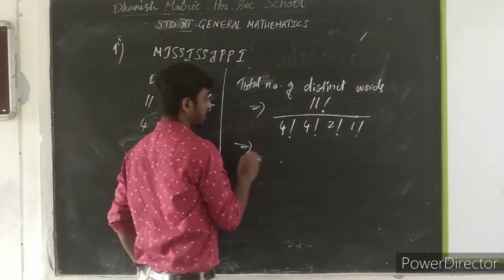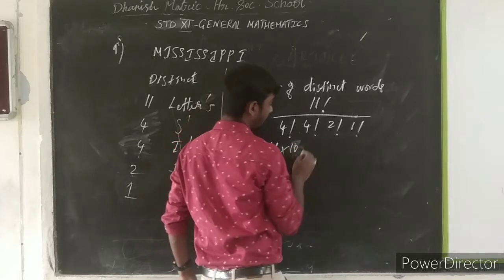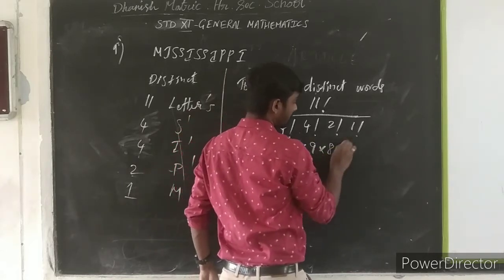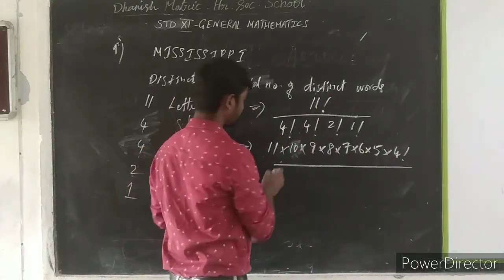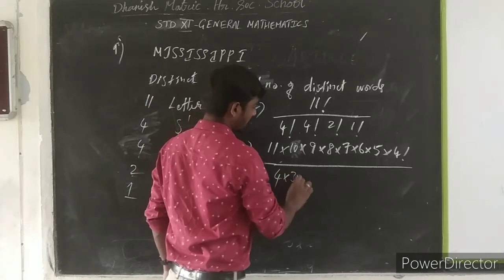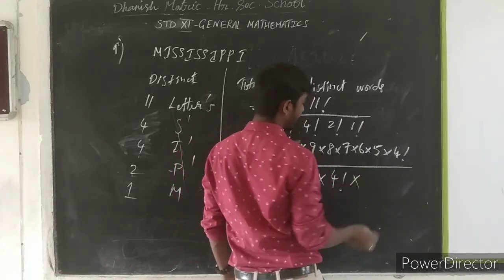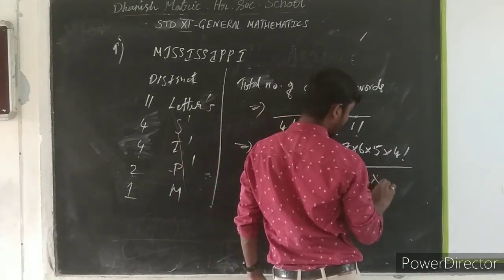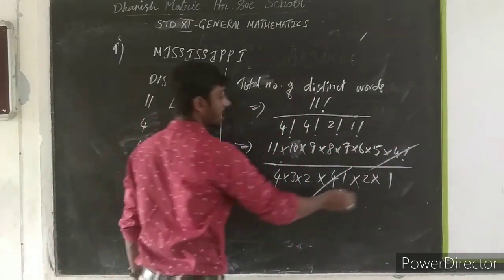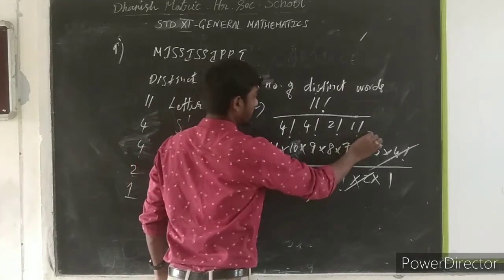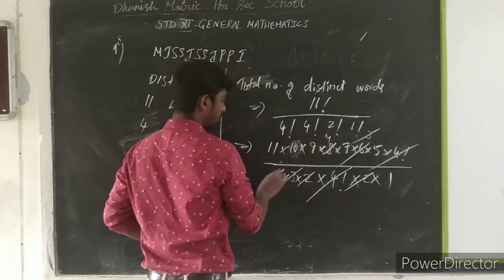Now, the factorial, you simply write it up to 4 here. That will be enough for you. So 11 into 10 into 9 into 8 into 7 into 6 into 5 into 4 factorial, divided by 4 factorial, 4 into 3 into 2, and 2 factorial into 1 factorial. The 4 factorial remains constant, so no need to expand it. Now cancel the 4 factorial and 4 factorial. 2 threes are 6 and the 3 will be cancelled. Then 2 fours are 8 and the 4 will be cancelled.